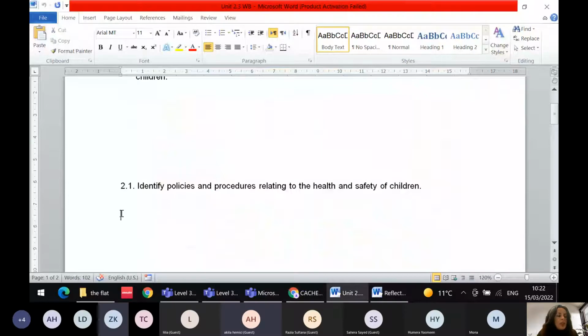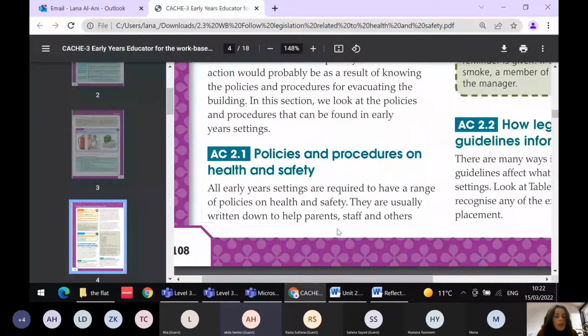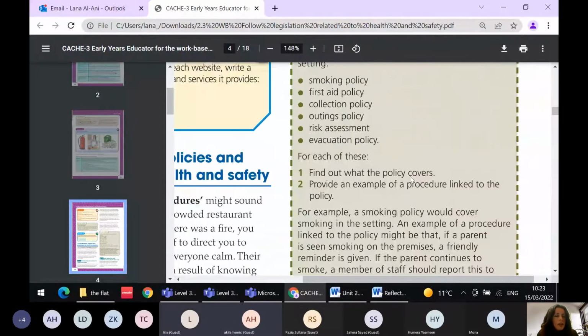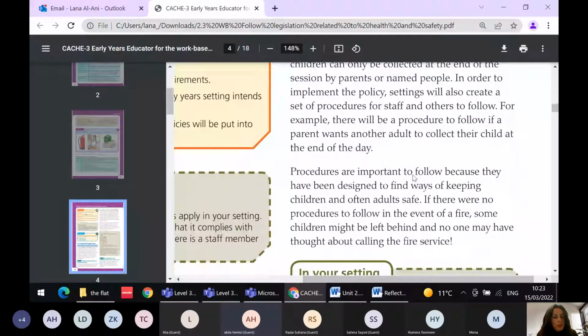Now, 2.1, identify policies and procedures relating to health and safety of children. If I go now and look for the policy, all childcare organizations should have policies and procedures in place. These policies and procedures might be very similar for all the nurseries, and might be different from place to place.